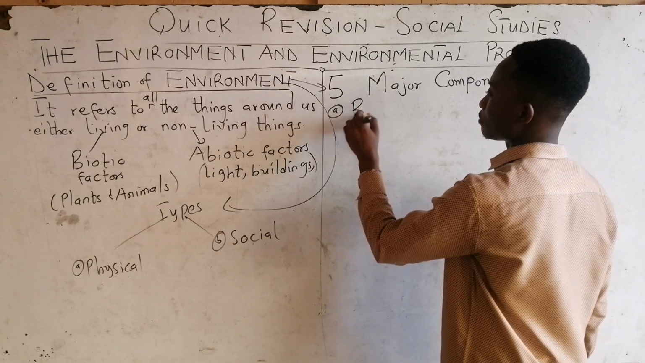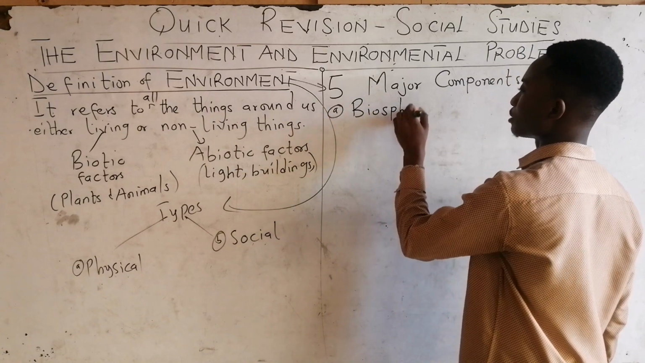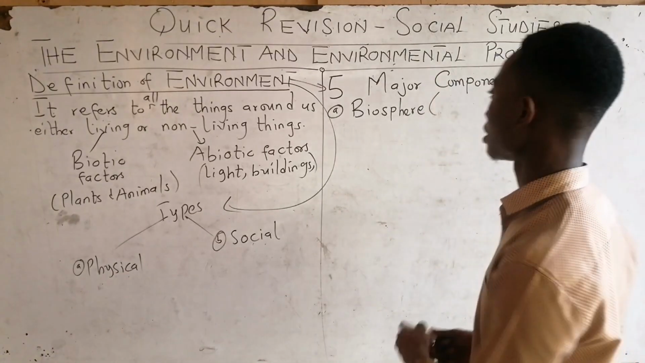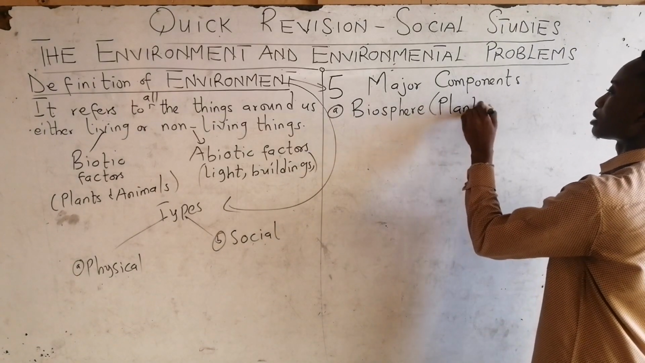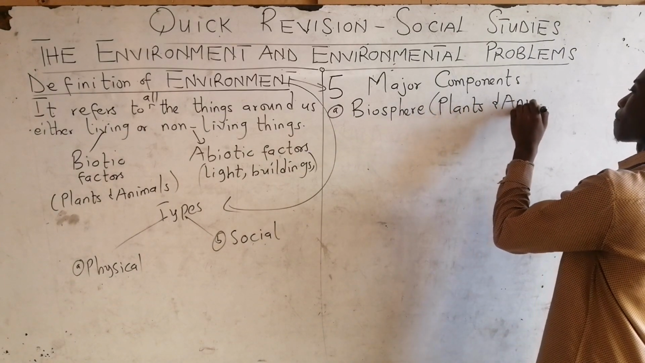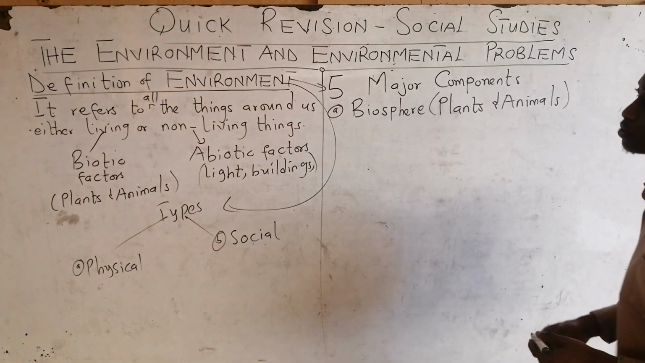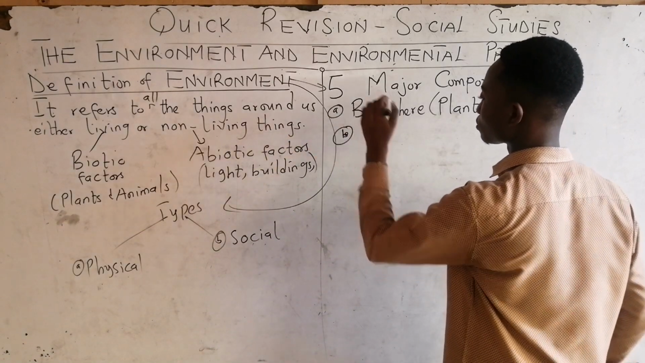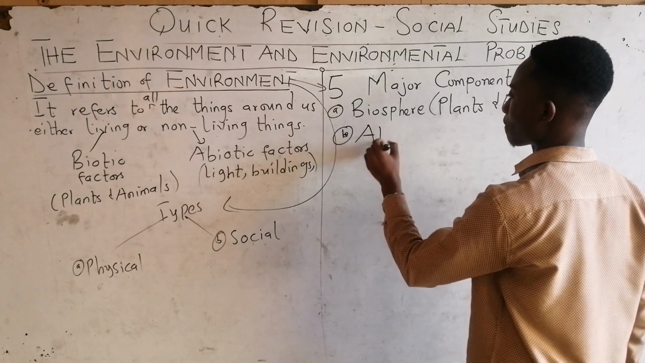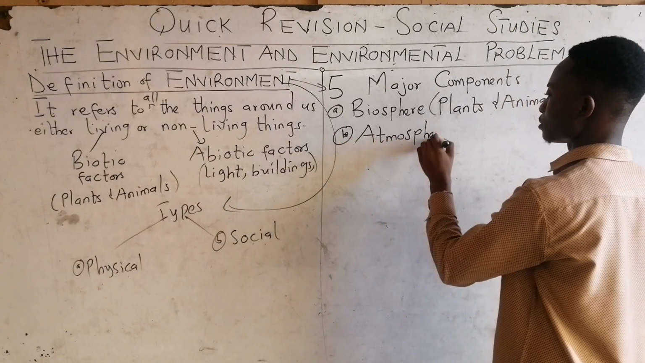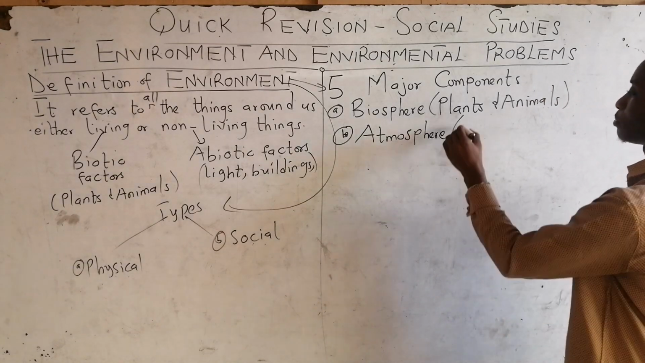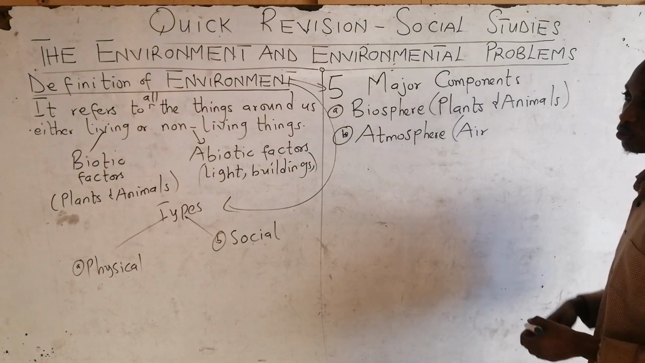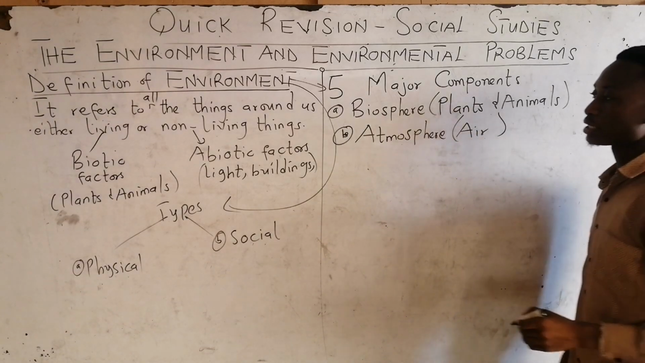The first one, you can have what we call the biosphere. Anything bio comes from the word biology, anything relating to plants and animals. In biosphere, we have plants and animals. So the five main components: biosphere, plants and animals. You can also have what we call atmosphere. Now, you can have air. Examples of this air could be nitrogen, could be hydrogen, could be sulfur, and the like.